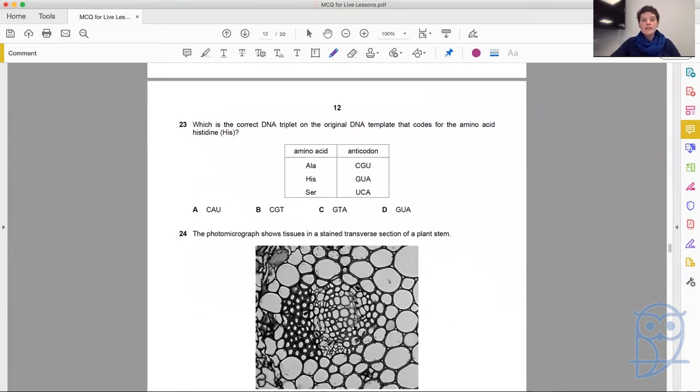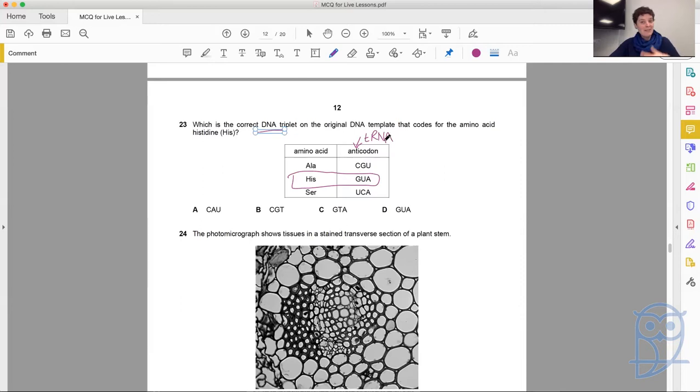Which is the correct DNA triplet on the original DNA template that codes for the amino acid histidine, HIS? Now, we don't know all of these. We know that these triplets exist, but we don't have to memorize them. We are given the information here that we can use to work backwards. So we're working with HIS. So we know now that the anticodon, read your tables carefully, is GUA. Now remember that anticodon belongs to the tRNA.